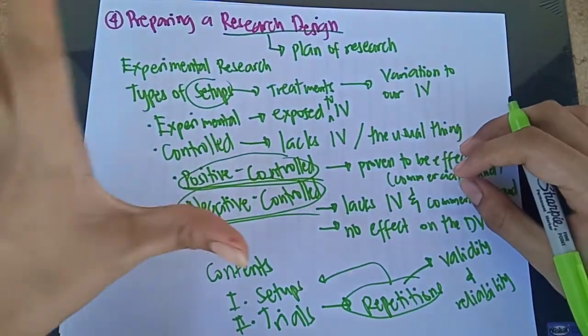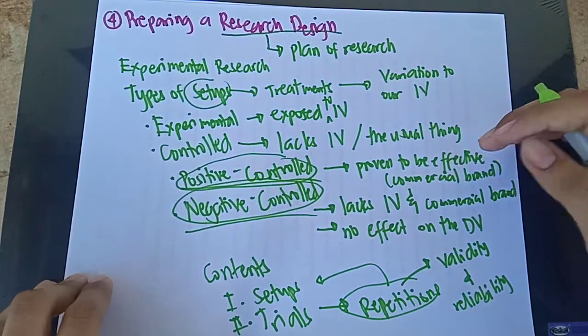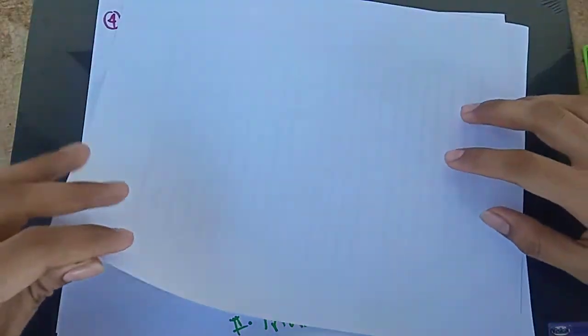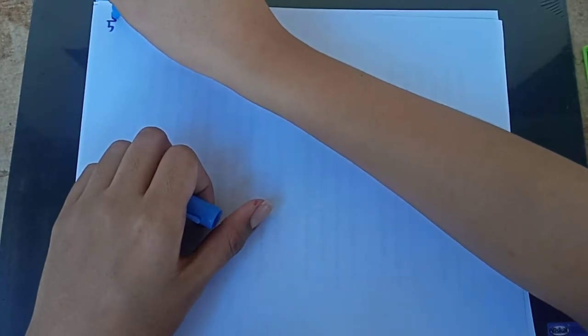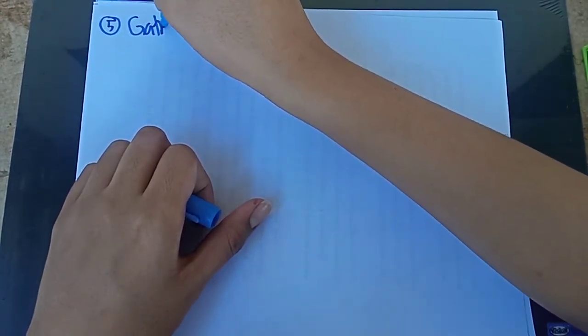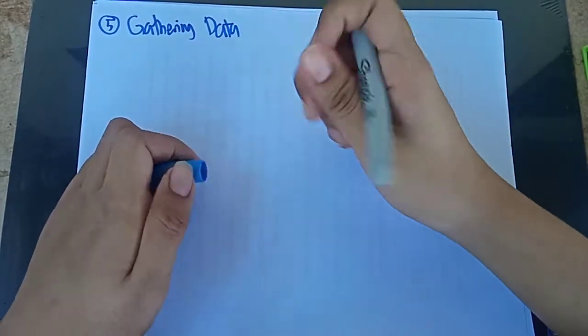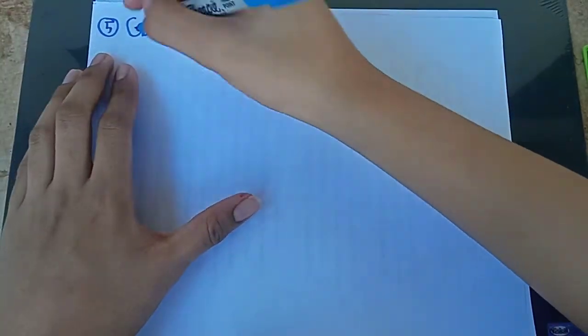Now, after we have identified our research design, we are now ready to gather data. Okay, we will now proceed to step number 5. And that step number 5 would be gathering data. So, in gathering data, this is the process.